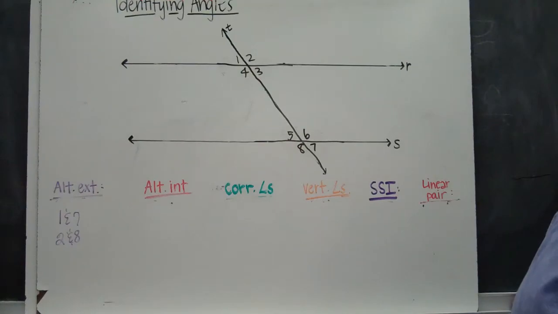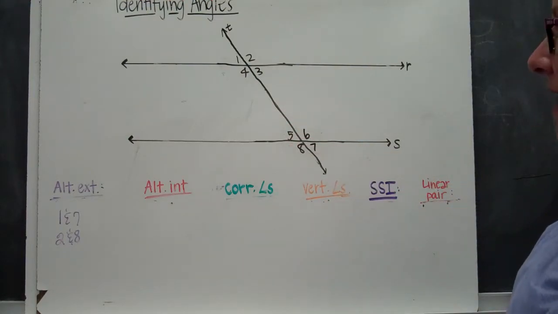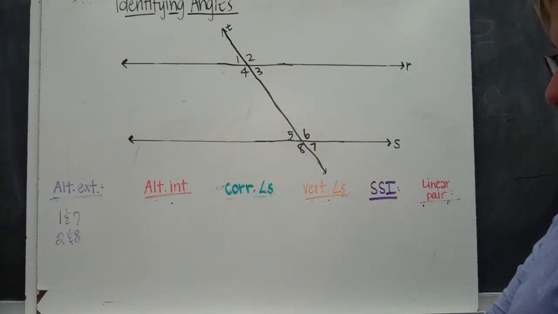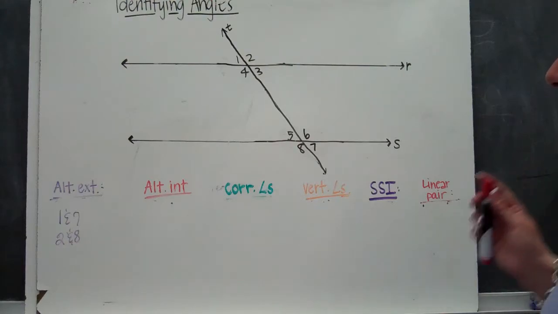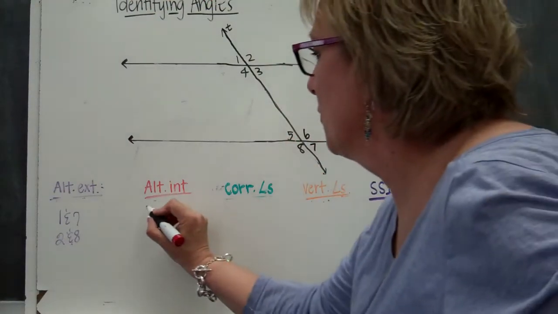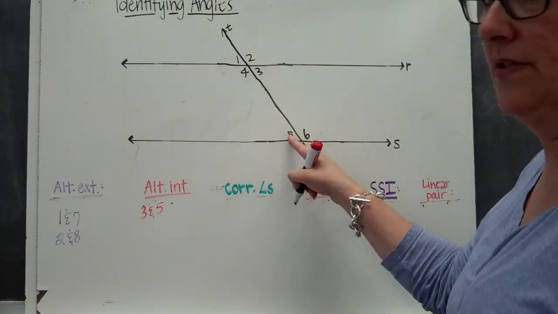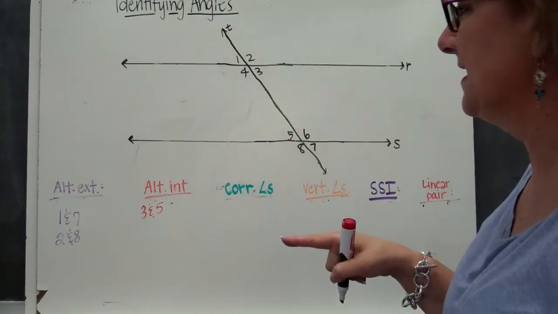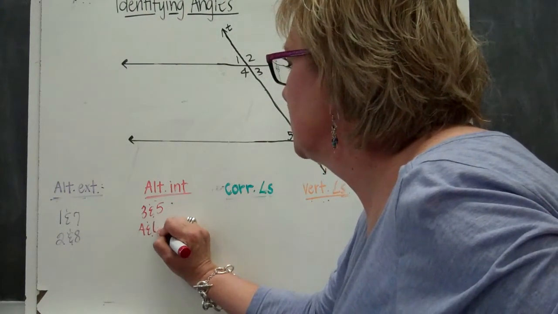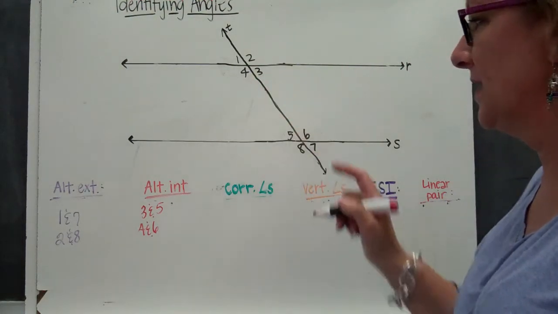Let's look at the alternate interior angles. Alternate means they're on opposite sides of the transversal. They are also going to be interior, which means they're inside of your parallel lines. So what is on the opposite side of 3 is going to be 5. So angles 3 and 5 are alternate on either side of the transversal, and interior on the inside of the parallel lines. And 4 and 6 are also going to be alternate interior angles. Do not forget, these are also congruent, so they will have the same angle measurements.